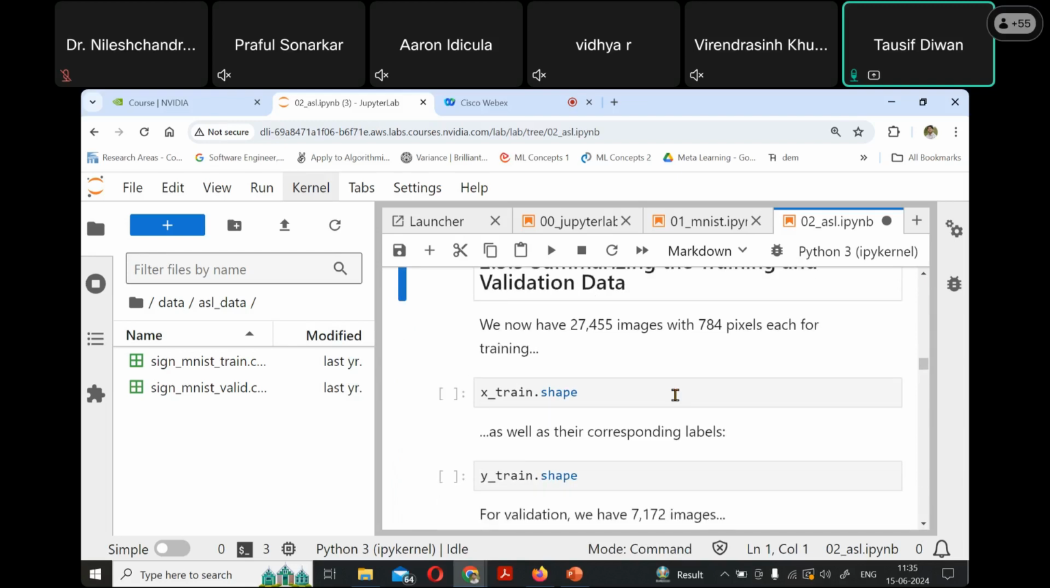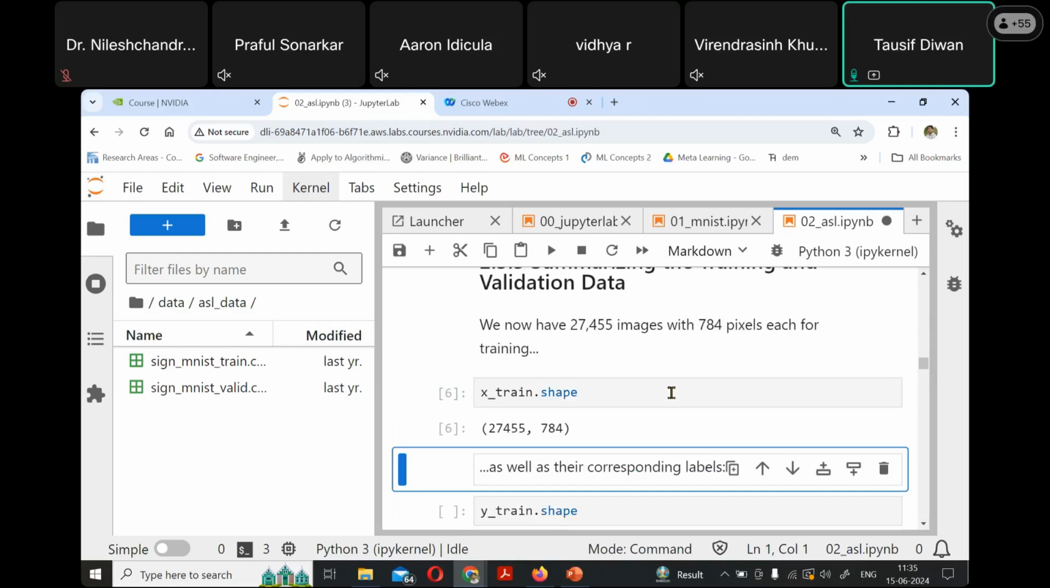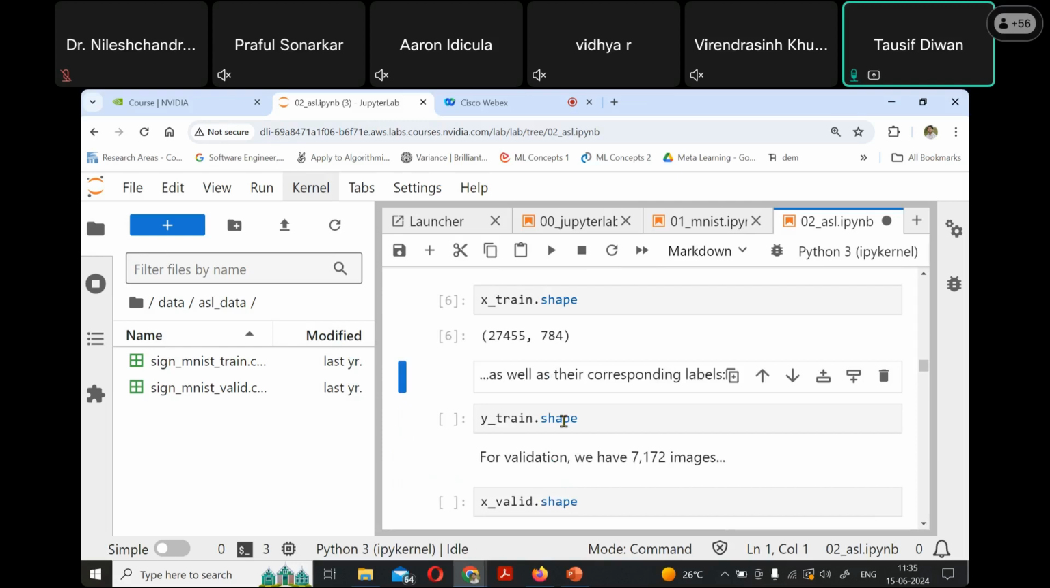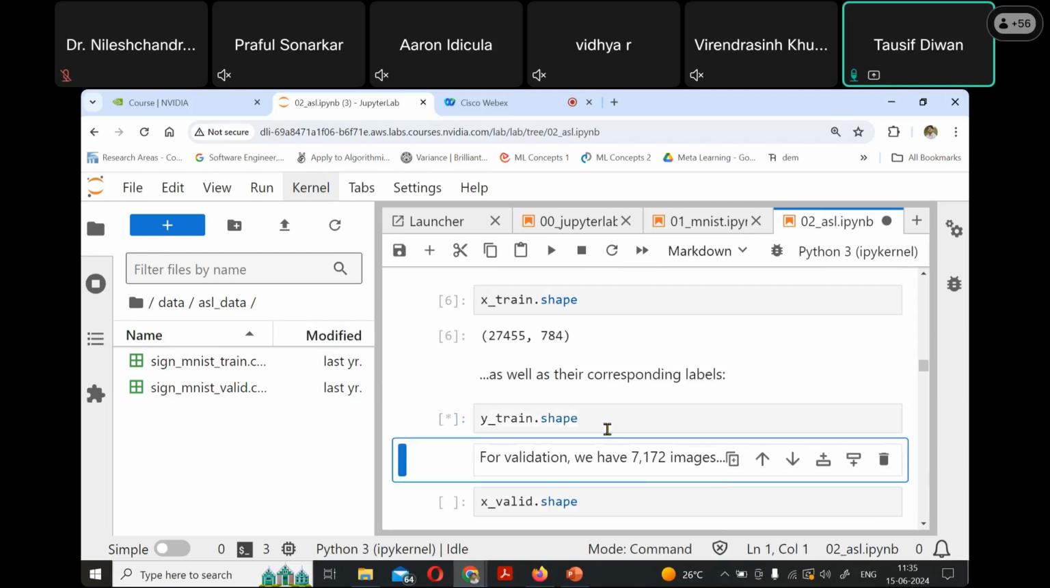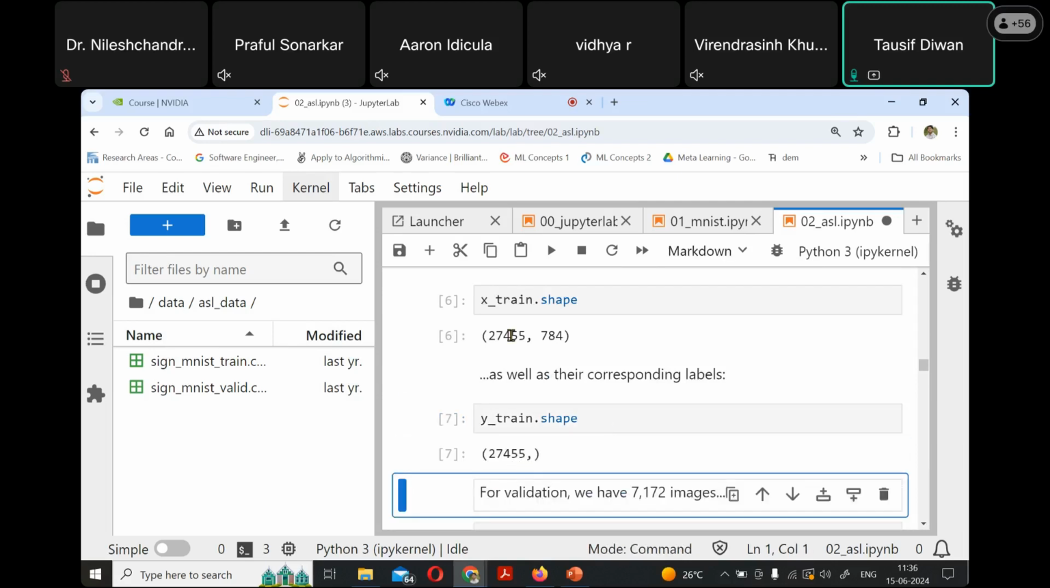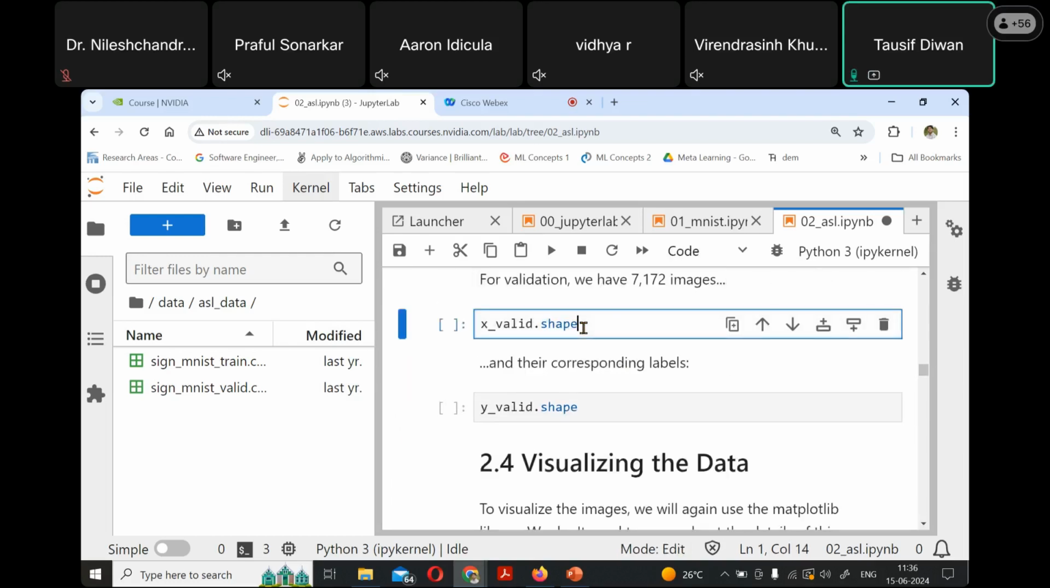Summarizing the data, like the shape, just look at that. The shape is 27,455 by 784. So you can observe how many samples are there in the training set: 27,455 samples. The shape of one sample is 784. What should be the shape of y train? Sorry, 27,455. See, these many images, these many labels. Here we are talking about training data. Okay, fine. Now we will see the validation shape.